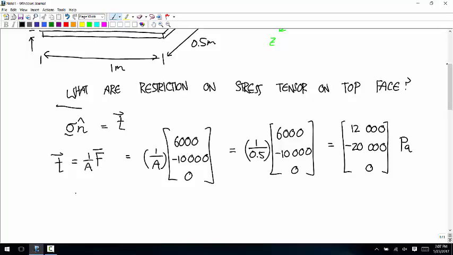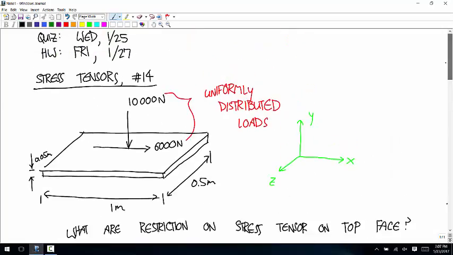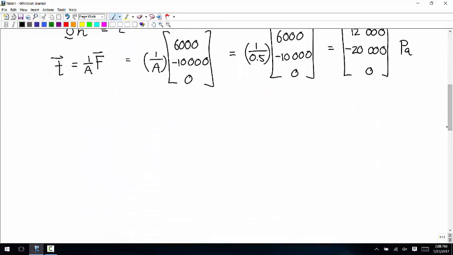And now we need an outward-facing normal vector. So the face that we're interested in is this top face. And a vector that goes from the material out of the material through that face is in the positive y direction. So what's a unit vector in the positive y direction? 0, 1, 0. Yep. So this is just 0, 1, 0.